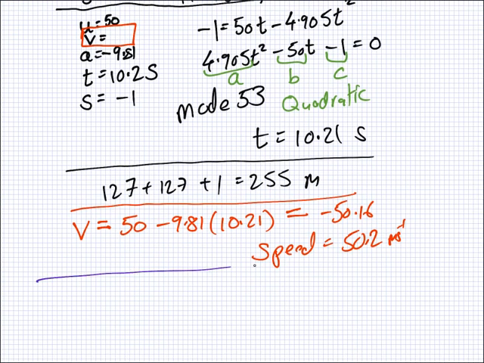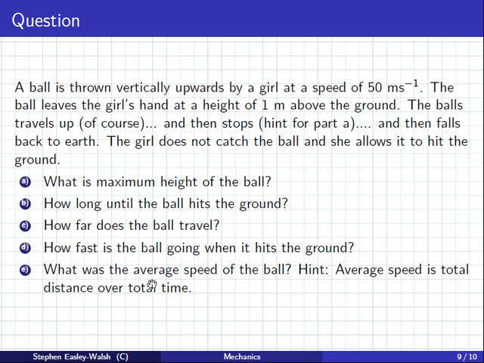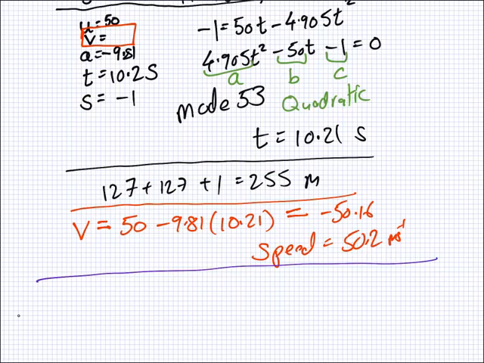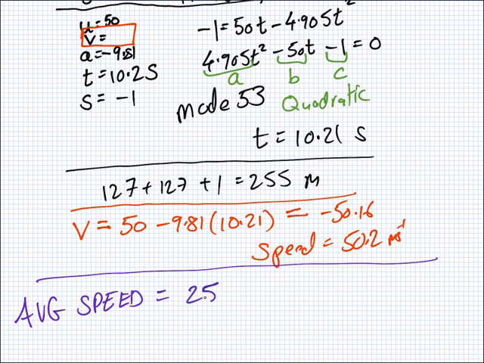the last part. What was the average speed? And I give you a hint. The average speed is the total distance over total time. So average speed, what's the total distance? 255. And the total time? 10.21. So what is it? 25. That's the average speed.